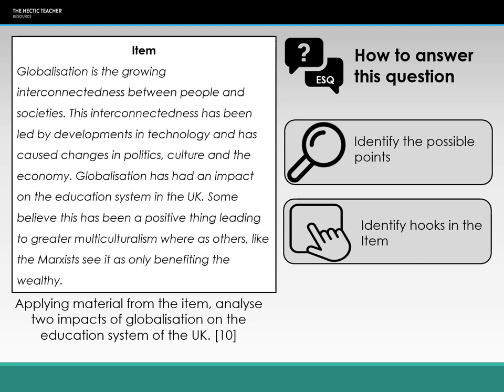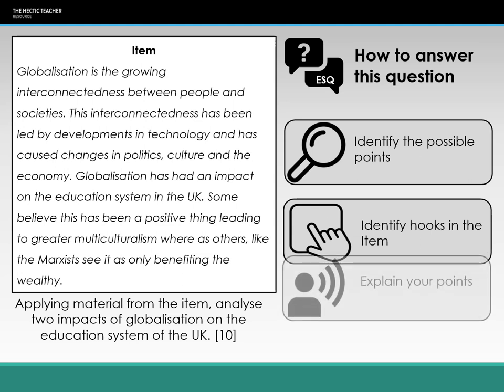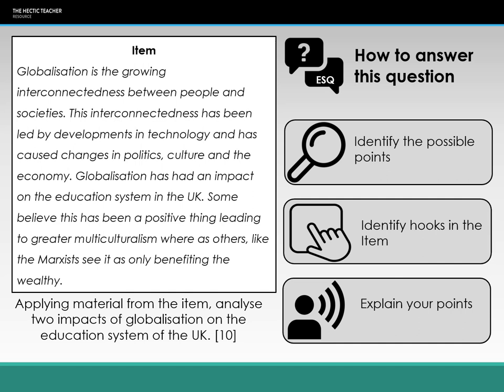There's no point looking at the item first. It's not a comprehension exercise. The item is not going to give you the answers. So you need to think about what are the points I could make? How could the item help me make this point? And then bring it together and explain how this point impacts the education system in the UK.